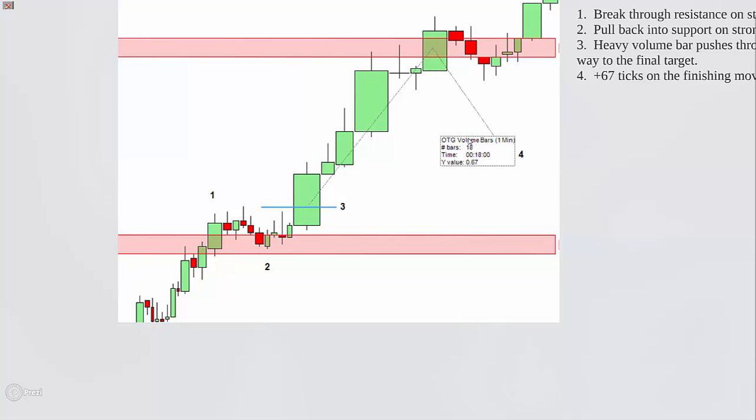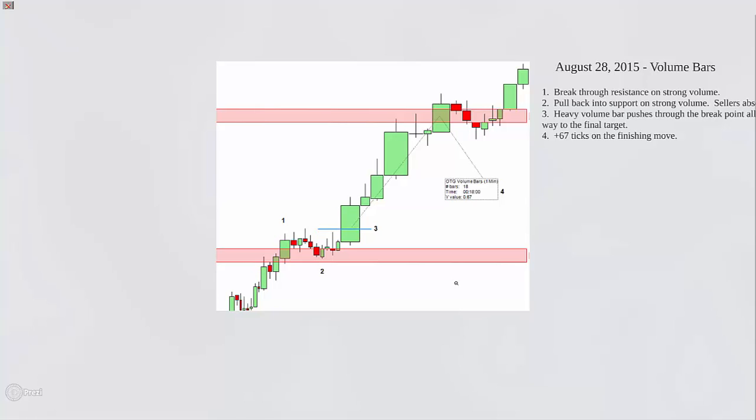Look at all of that volume, and in 18 minutes, it goes 67 ticks right to your target. That's not even 18 minutes, I don't think. This is a 1 minute chart. 1, 2, 3, 4, 5, 6, 7. 7 minutes, right up to your target, right up to your deal, right? And the distance here was 18 ticks. 67 ticks, right?